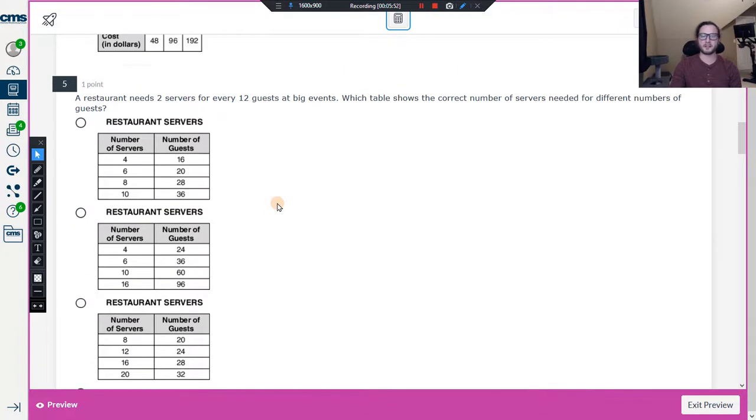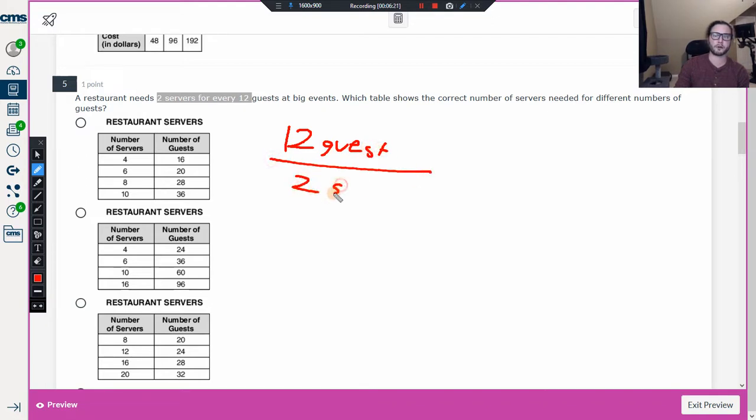For number 5, kind of similar to the last one, it says a restaurant needs 2 servers for every 12 guests for a big event. Which table shows the correct number of servers needed for different numbers of guests? So, if it's 2 servers for every 12 guests, we can use that and figure out how many servers they need for any number of guests. So we'll take 12 guests and we will divide that by 2 servers. And that means that for every 6 guests, they only need 1 server.